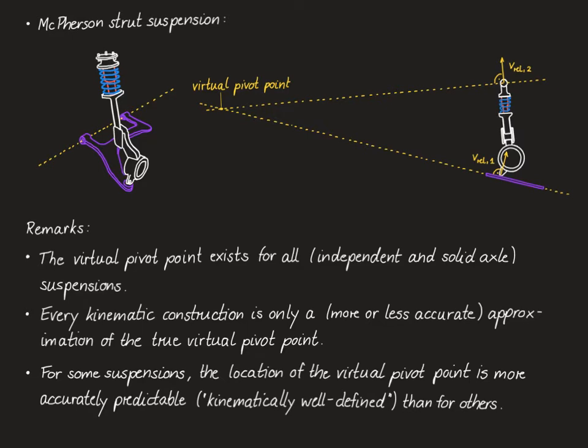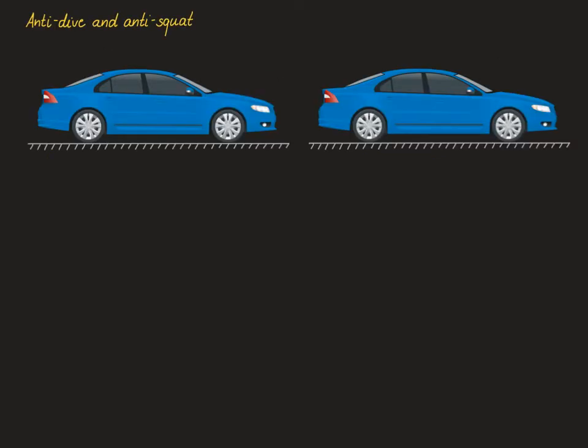Practically speaking, this is considered a big advantage of a suspension if the virtual pivot point is well defined. And that's because it gives the designer of the suspension good control over the actual position of the virtual pivot point. And why the location of the virtual pivot point is important will be our next subject. So let's finally turn to the question of how the virtual pivot points of the front and rear suspension relate to the anti-dive and anti-squat of the vehicle.